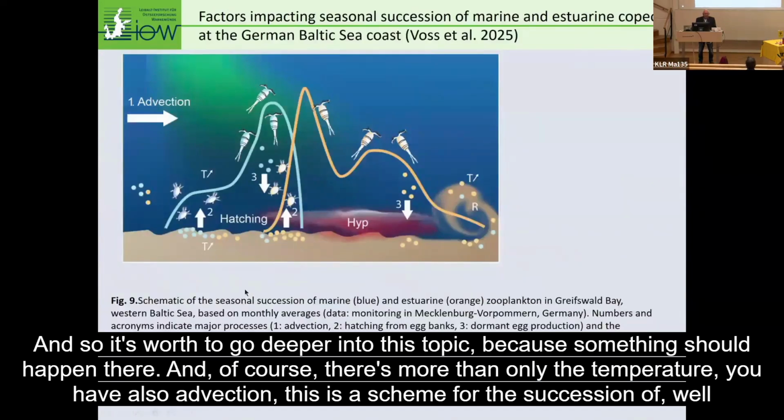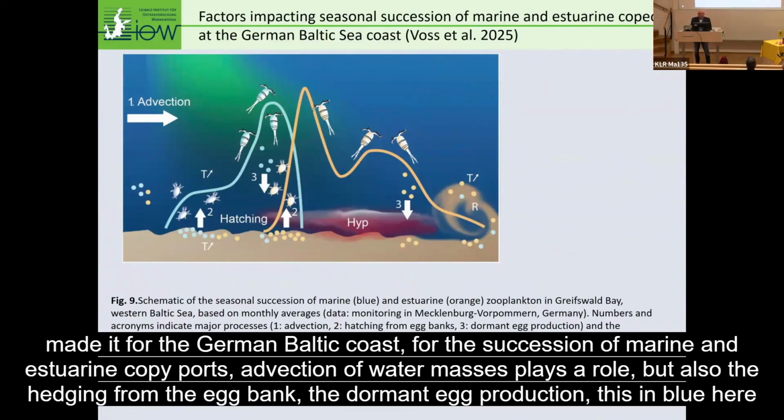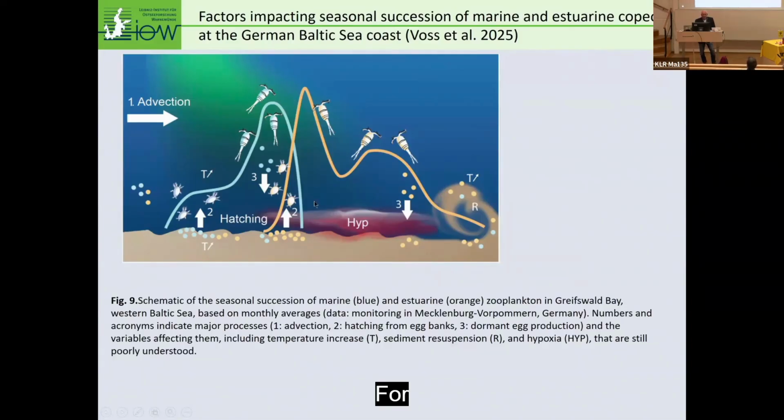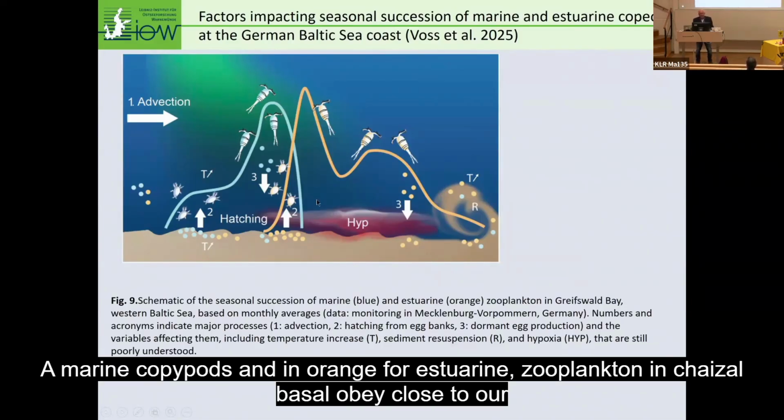And of course, there's more than only the temperature. You have also advection. This is a scheme for the succession of, well, from one of my colleagues, made it for the German Baltic coast for the succession of marine and estuarine copepods. Advection of water masses plays a role, but also the hatching from the egg bank, the dormant egg production, that's in blue here for marine copepods, and in orange for estuarine zooplankton in Greifswald Bay, so a bay close to our institute.